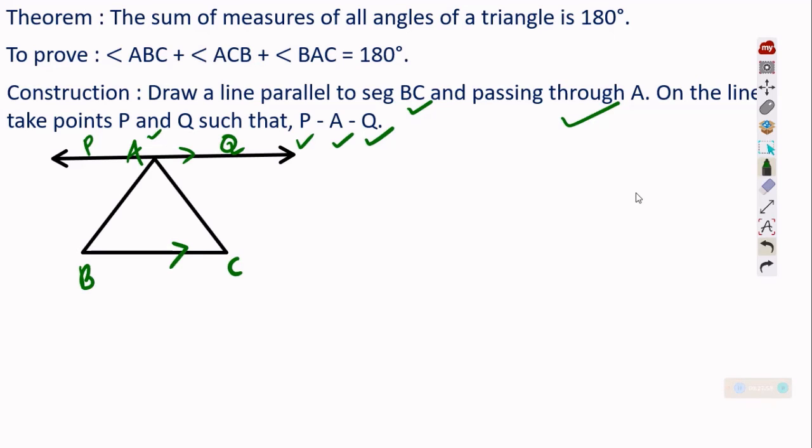Now we know that line PQ is parallel to BC, and segment AB, this one, and segment AC are acting as transversals here, correct? If you think that this base is parallel to this line and extending here, this is a transversal, right? If it is a transversal, angle ABC, which angle is it? This angle.